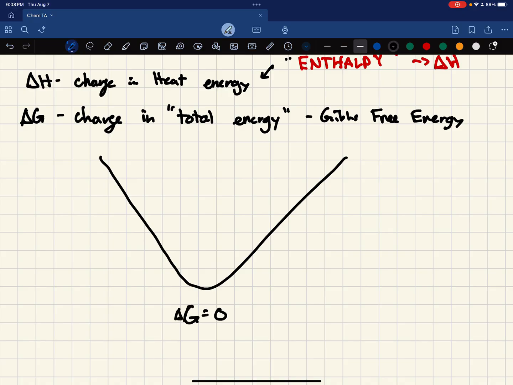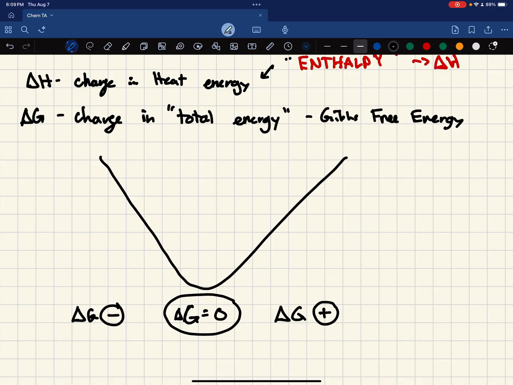And you've probably seen, like, if G is negative or G is positive, things like that. This is kind of what it's saying. It wants to be at 0. This is where it would be the most ideal. Okay? If delta G is positive, and then if delta G is negative.